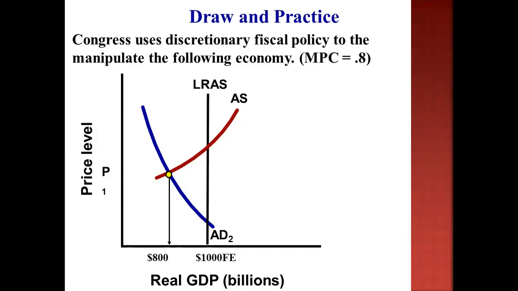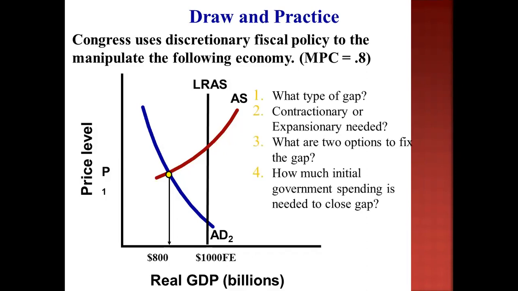All right, let's practice again here. Congress uses discretionary fiscal policy to manipulate the following economy. Type of gap, we are in a recessionary gap. We are below full employment. We need to expand the economy. We can do this by cutting taxes or increasing spending. How much spending should they do? Well, it's the same as before. We have a $200 billion gap. Multiplier 1 over 0.2 is 5. So how do you get that? $40 billion spending. That $40 billion spending will be multiplied by 5, and you'll close that $200 billion gap.